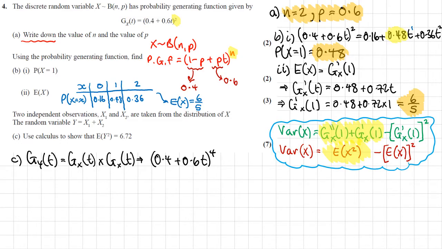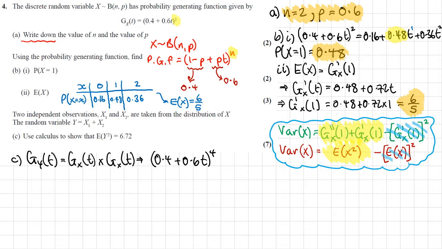Now to help us find E(Y²), it does say use calculus, so we can't use a table, we've got to use differentiation. First of all is the formula for the variance, where you differentiate twice, substitute 1, find the mean, and then subtract the mean squared. Now the variance formula is E(X²) minus the mean squared. If you match these up, the bit at the end matches up with this.